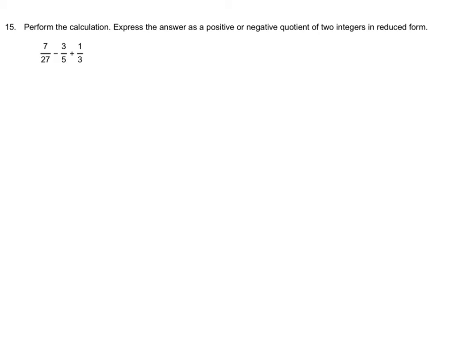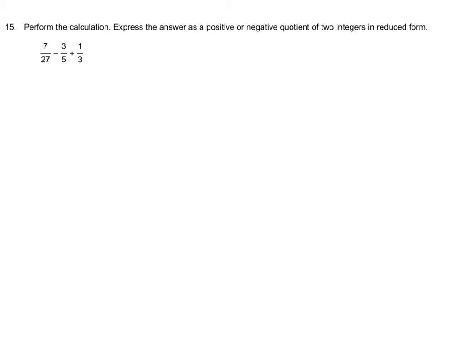Perform the calculation. Express the answer as a positive or negative quotient of two integers in reduced form. Here we have 7/27 minus 3/5 plus 1/3. Again, in order to add or subtract fractions, we have to have a common denominator. These denominators are all different. We have 27, 5, and 3 as denominators.